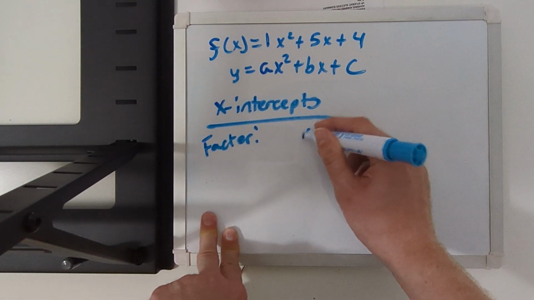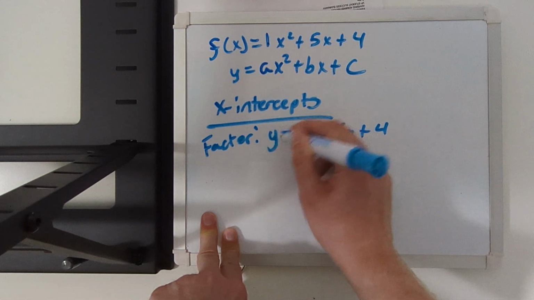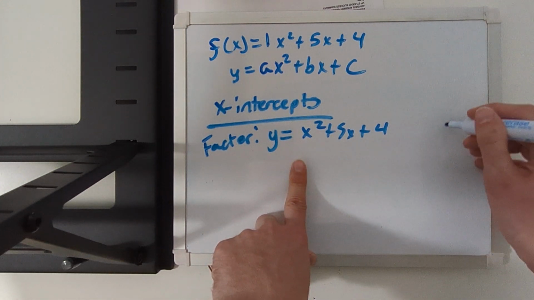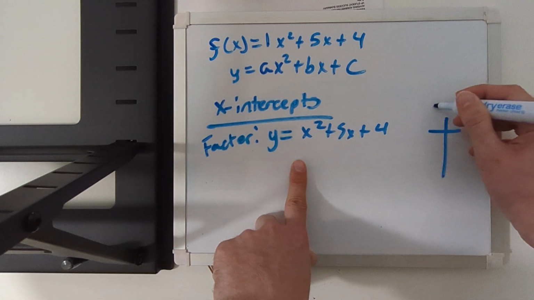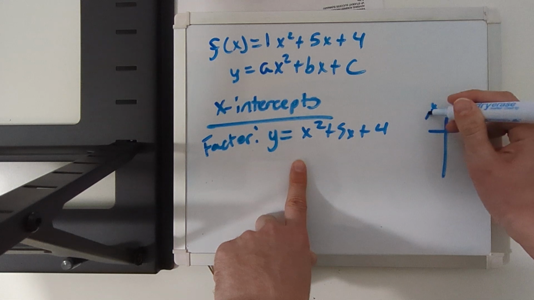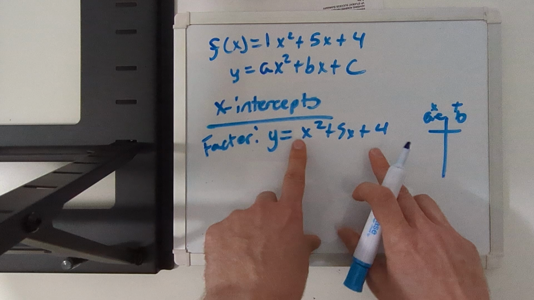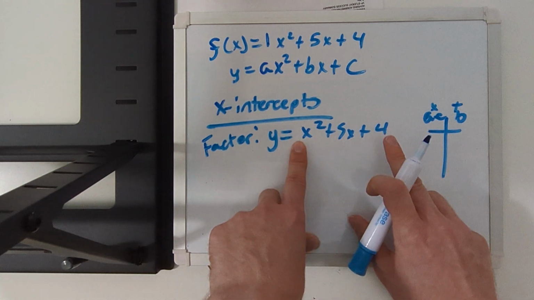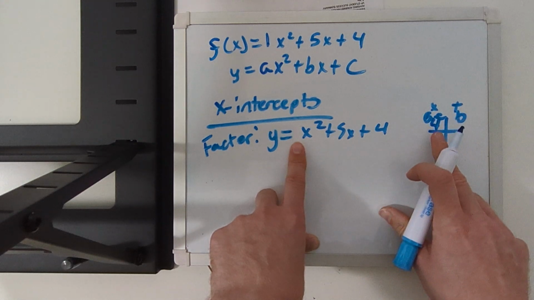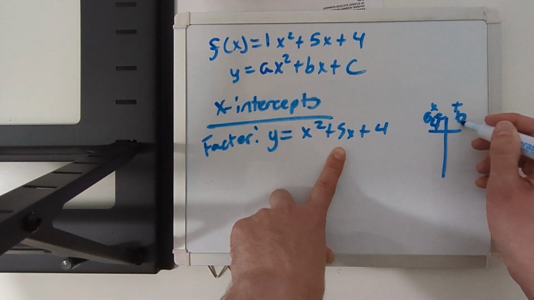So when I'm factoring x squared plus 5x plus 4, that's y equals. When I'm factoring this, I'm looking for 2 numbers that multiply, and it's always going to be the setup. 2 numbers that multiply to a times c and add up to b. So 2 numbers that multiply, in this case a is 1 and c is 4. So 1 times 4 is 4. So I'm looking for 2 numbers that multiply to 4 but add up to 5.